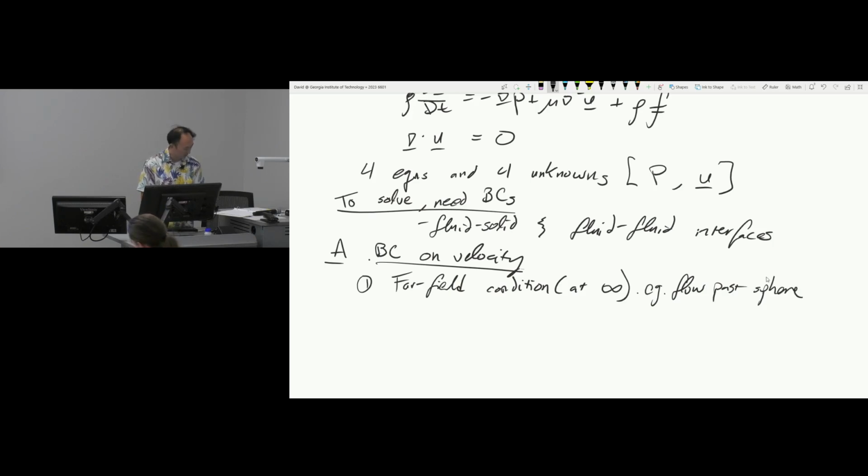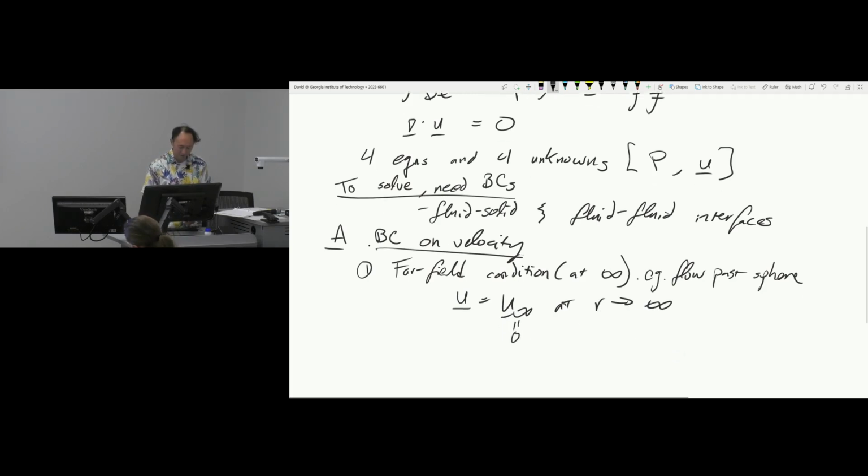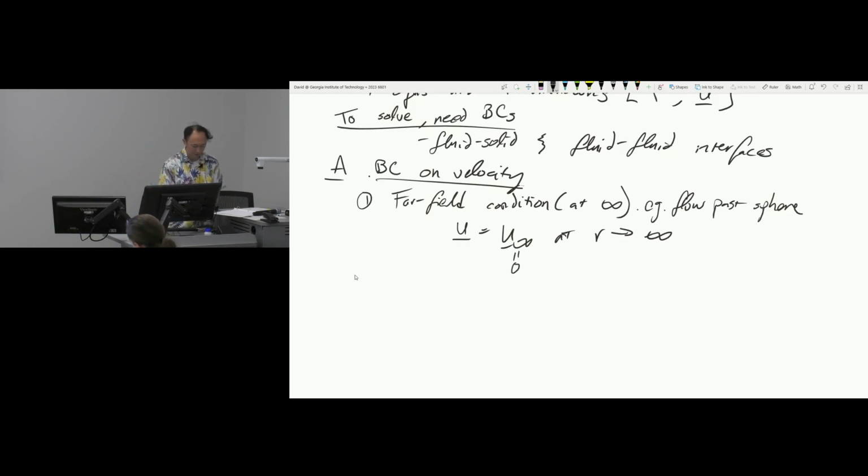So if it's like Raphael and Paul's teapot experiment, if they're spinning a cup, but the cup is the ocean, and they're just using your hand to spin it, if you're miles and miles away, the velocity is going to be 0. So here we got velocity equals u infinity as r goes to infinity. And u infinity is generally considered to be 0. Okay, so that's called the far-field condition. Field, because these are all field theories of fluid mechanics where the pressure and velocity are defined at every point.